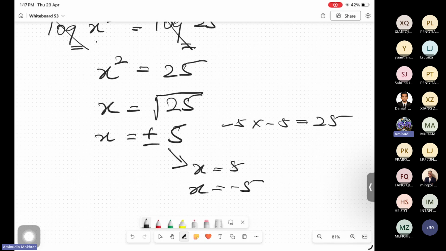Because when we're talking about the square root, we need to multiply two numbers. Say the square root of 25 is equal to 5 times 5, and on the other side, we also have negative 5 times negative 5. The answer is also 25. That's why the right answer is x equals plus or minus 5.